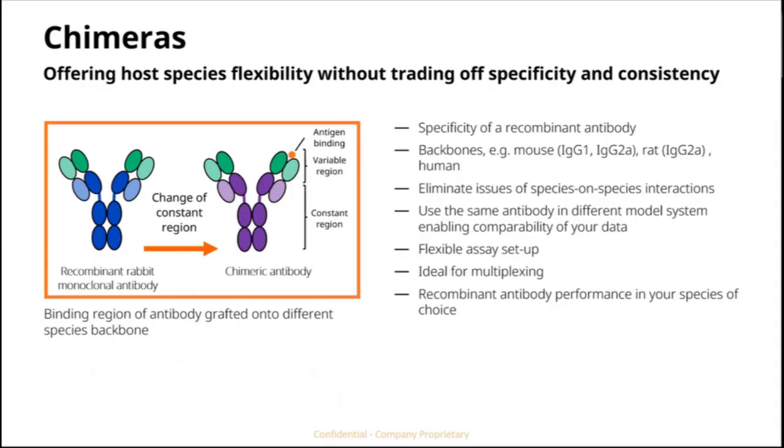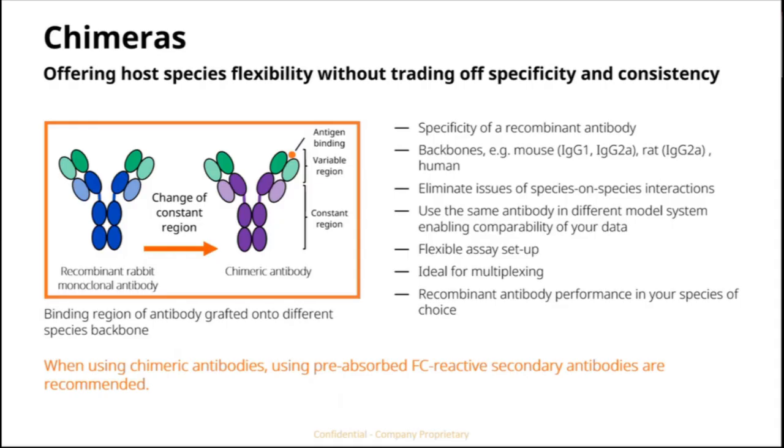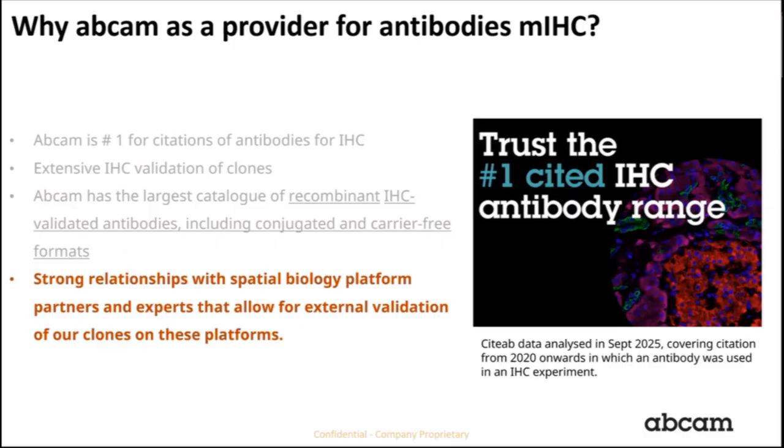So this allows you to keep the same binding characteristics and kinetics of the recombinant rabbit monoclonal antibody, but using a different species backbone to allow for greater flexibility, since you can now use the same antibody in different model systems. One important thing to note when using chimeric antibodies is that we usually advise using pre-adsorbed Fc reactive secondary antibodies to prevent any cross or unspecific binding.